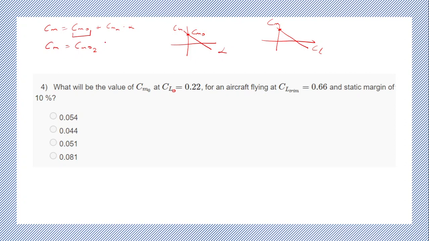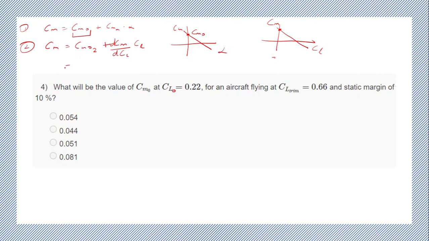CM naught 2 plus dCm by dCl into CL. This equation is right for this graph. Yes, okay. Let's proceed. Let's expand it and try to equate it to the first equation. So this is equation 1, this is equation 2.